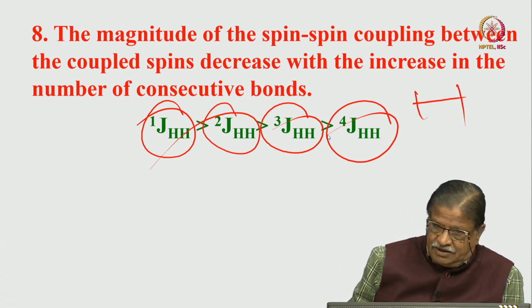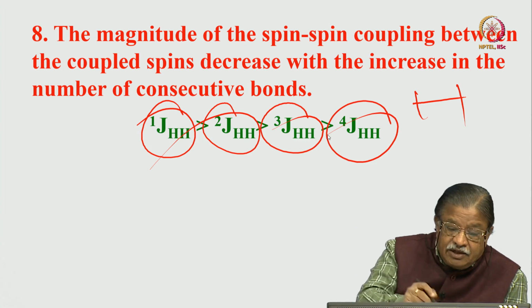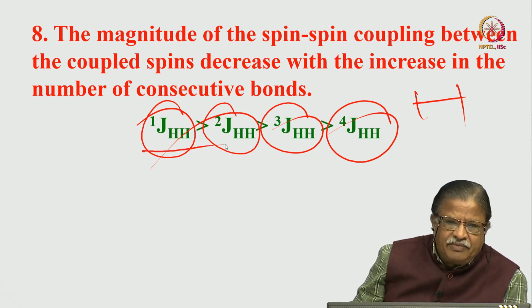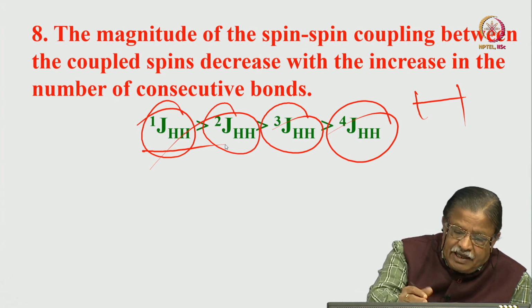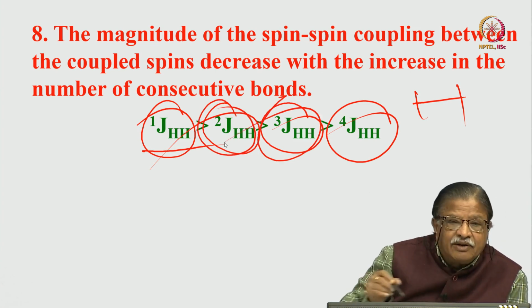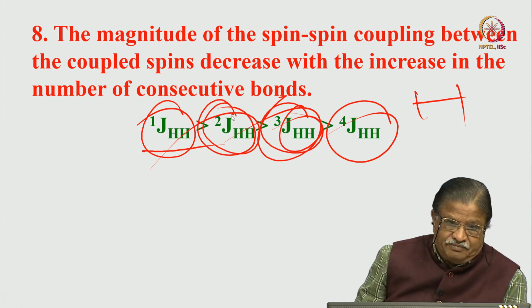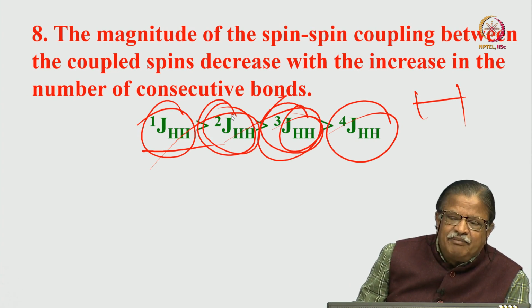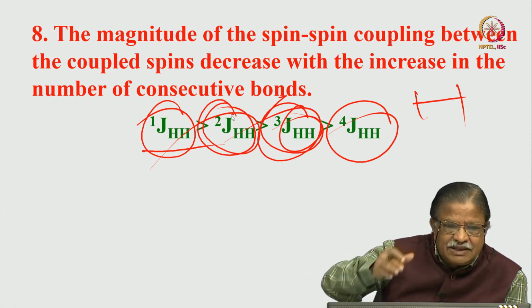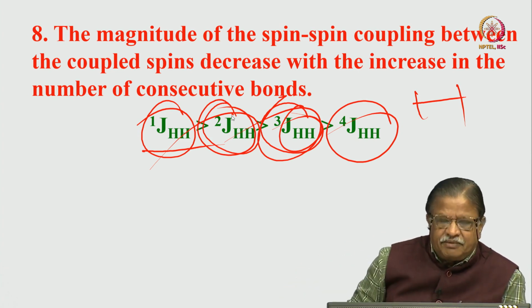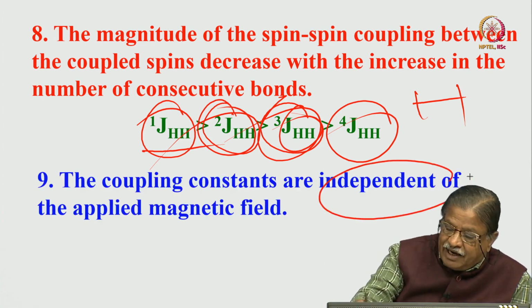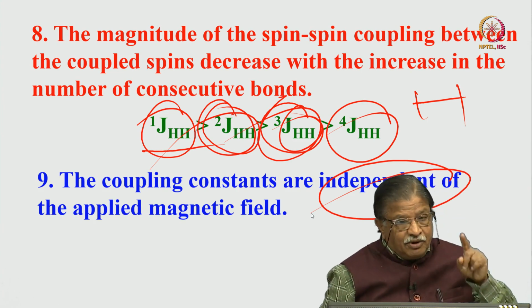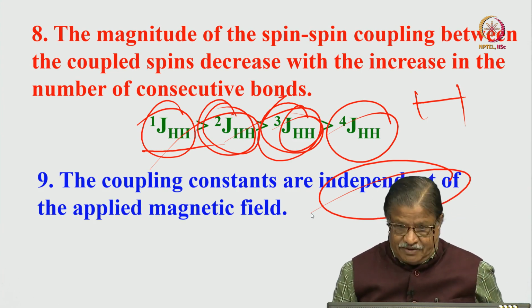But there can be violations. It is not that it should always follow this formula. It need not obey. It is generally the case, but there is a possibility that a 3 bond coupling can be larger than a 2 bond coupling also. This is possible, but this is the general trend. So, as the number of consecutive bonds increases, the strength of the interaction keeps coming down. The coupling constants are independent of the magnetic field. Remember, I told you chemical shift has a field dependence.